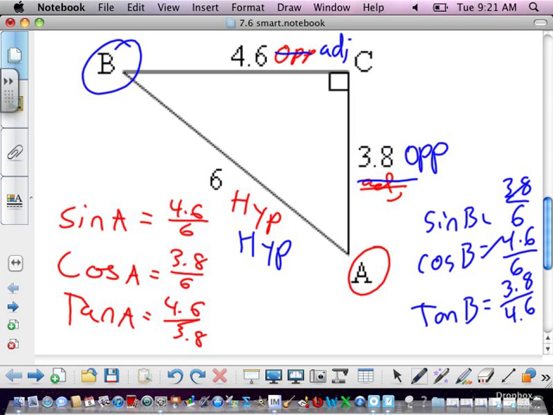Questions? Does it confuse you when I switch the angle? Like you were okay for A, and then when I went to B, it messed you up?